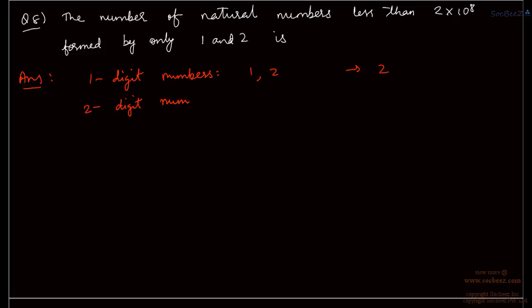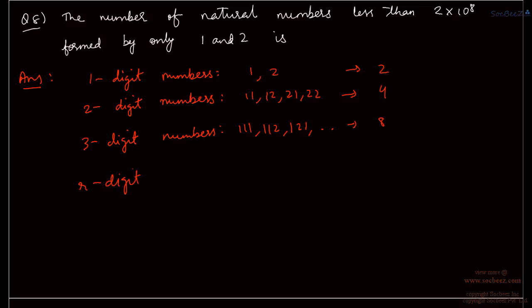For 2 digit, we have 11, 12, 21 and 22. There are 4. Or in other words, for 3 digit, you have 111, 112, then 121 and all the way you have 8. Now how do I write 8 for 3 digits? Well, this is pretty simple, right?